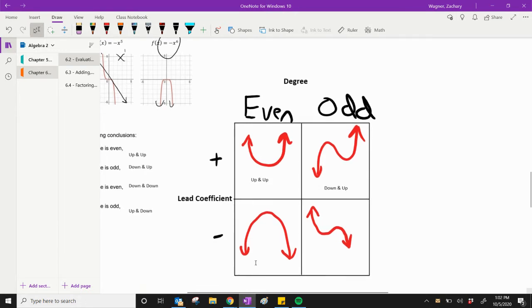This will become down. And lastly, odd degree, negative lead coefficient is up and then down. Down because now this one's accurate. This is the end behavior of polynomials. This is huge. This is how we start to graph polynomial functions. Knowing this will help us graph polynomial functions.